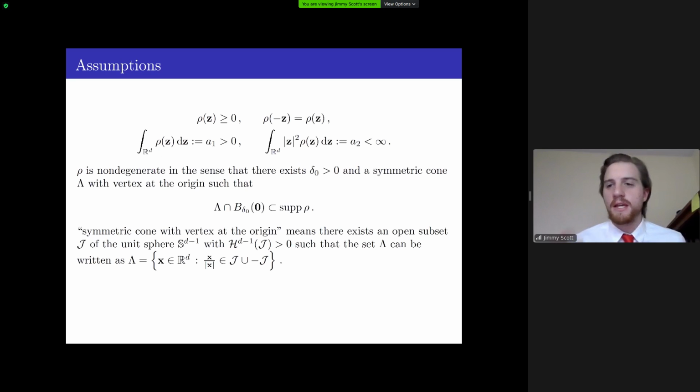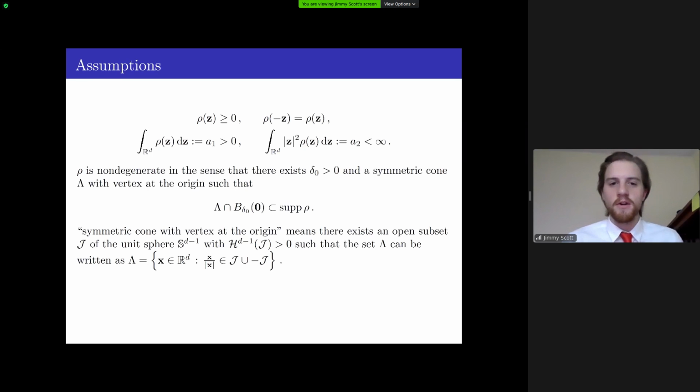But the thing is, we only need that the function is even. It doesn't need to be radially symmetric. However, it needs to be in L1, and its second moment needs to be in L1. And it doesn't need to be supported on a ball near the origin. It can just be supported on a cone with vertex at the origin. So it can degenerate. If it is radial, then it can degenerate on some subset of the sphere. It needs to be supported somewhat at zero, but just on a cone.